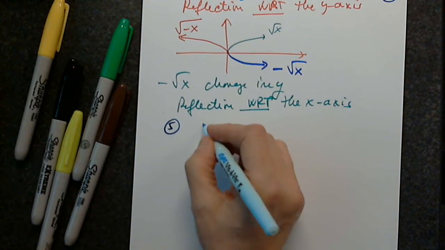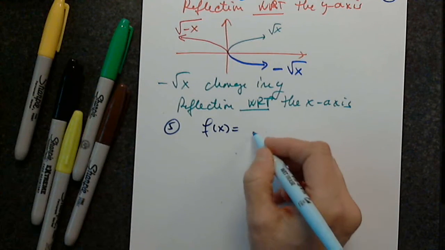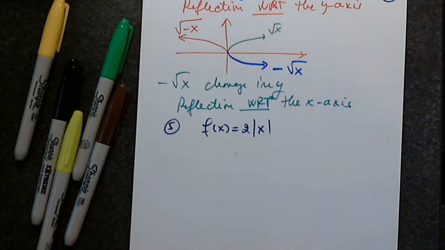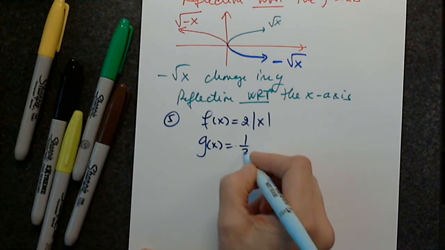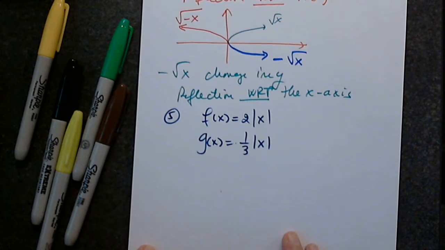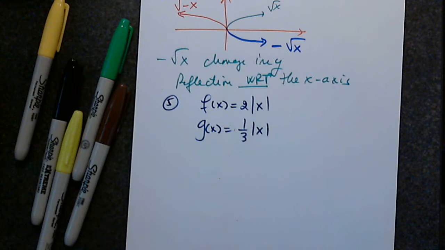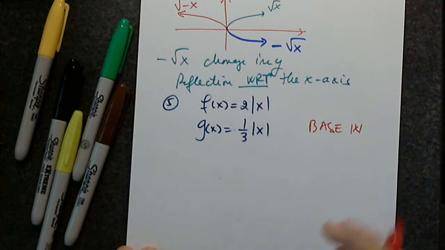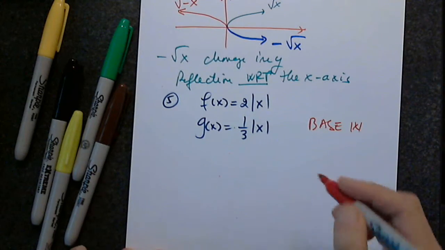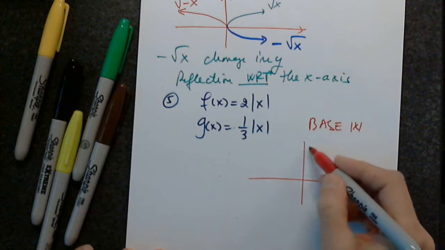Okay, so let's look at the following. f of x equals twice the absolute value of x, and g of x equals 1/3 the absolute value of x. Which base function was used to create these two functions? Absolute value, of course. So the base function is the absolute value. Good.